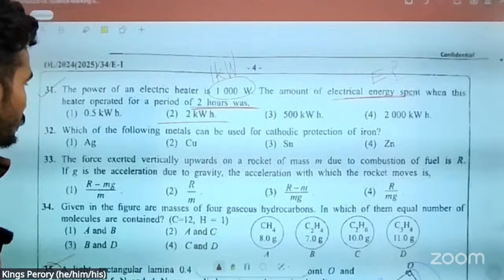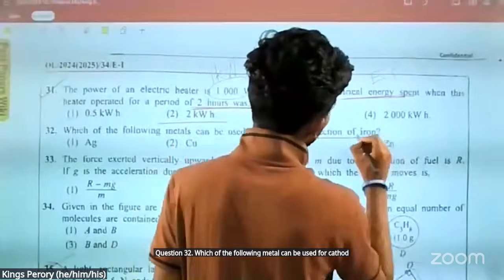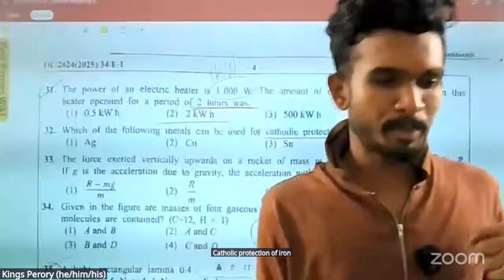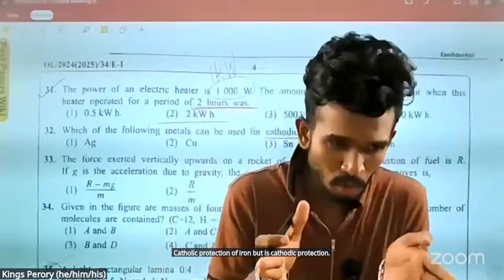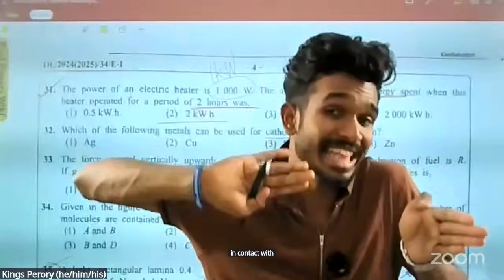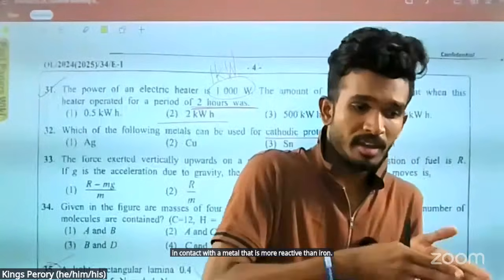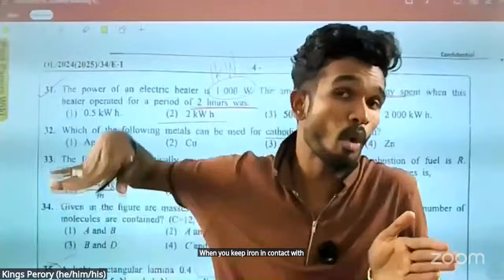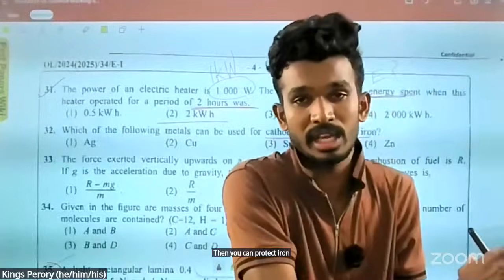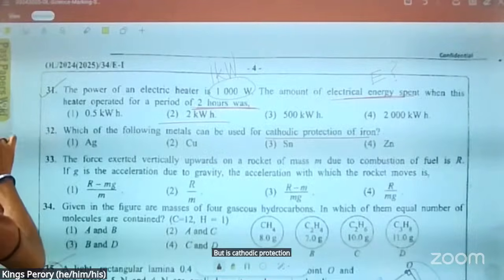Question 32. Which of the following metals can be used for cathodic protection of iron? What is cathodic protection? When you keep iron in contact with a metal that is more reactive than iron, then you can protect iron from rusting. That is cathodic protection.